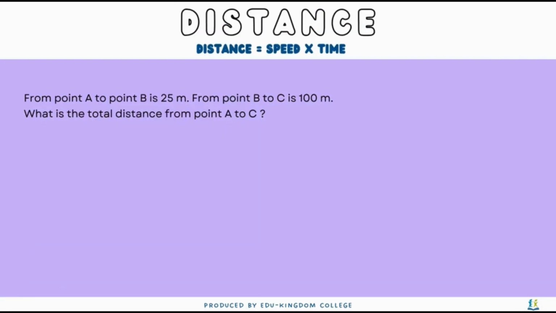Now, using the formulas we have deduced, let's try to work out some of these questions. Let's first look at distance. This question says, from point A to point B is 25 meters. From point B to point C is 100 meters. What is the total distance from point A to point C? All we have to do is add the distance from point A to point B with the distance from point B to point C, which gives us 25 meters plus 100 meters, which is 125 meters.